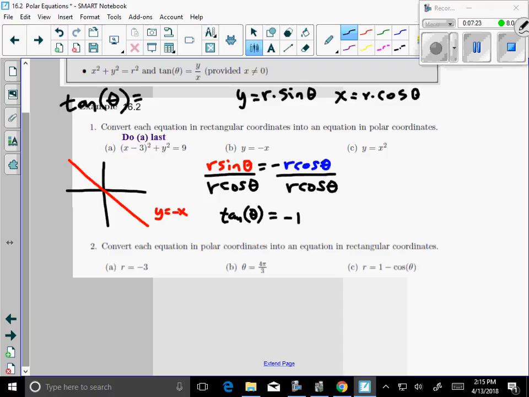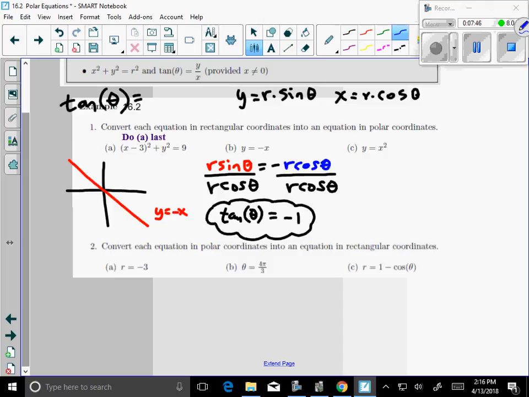2 and 4. Oh, where's this line? 2 and 4. Okay, so does it matter what r is here? Is r at all involved in this formula right here? No. So r could be anything. Well, okay.